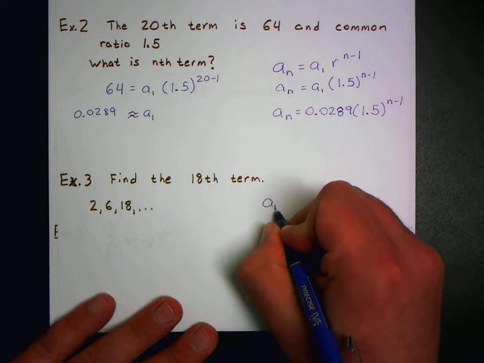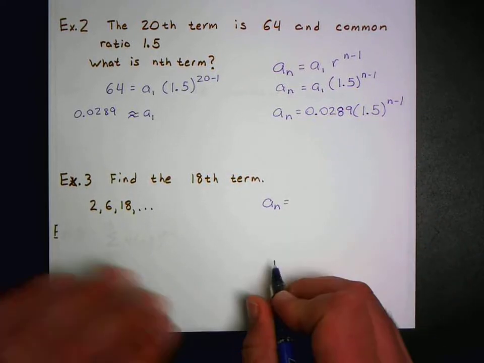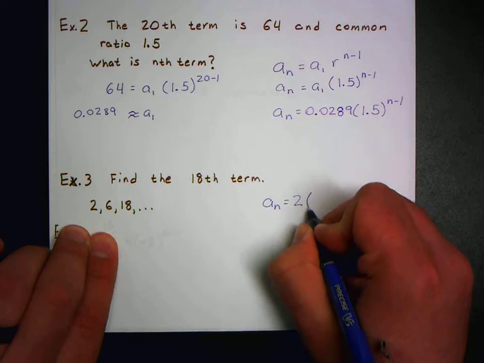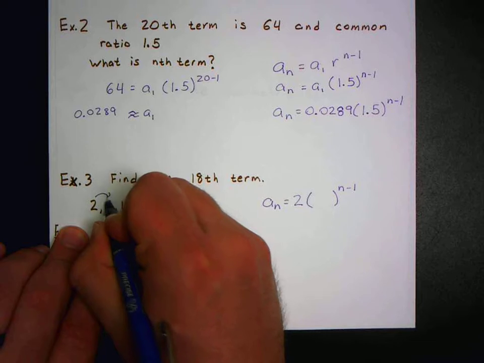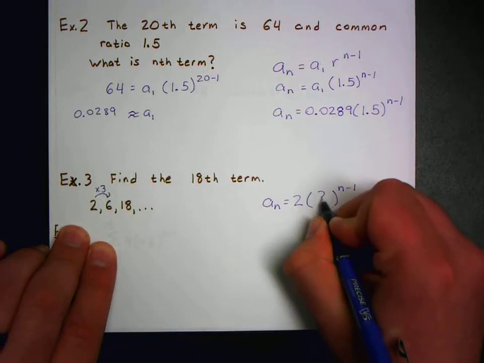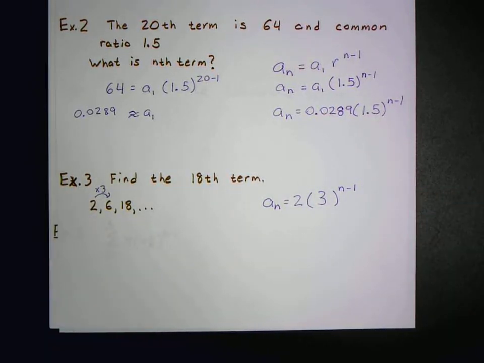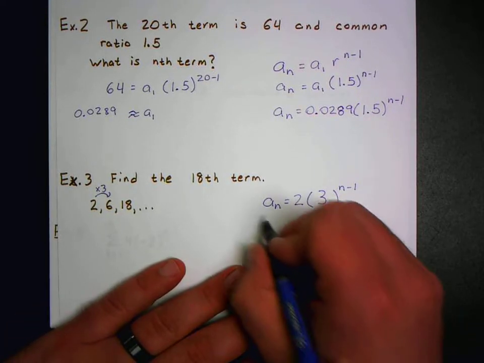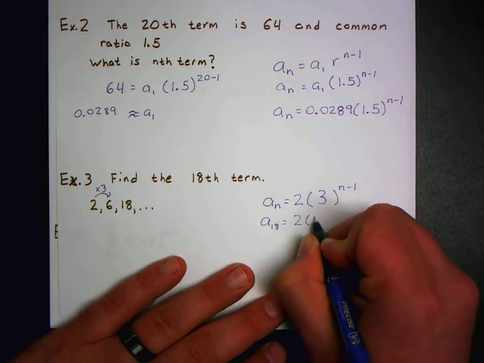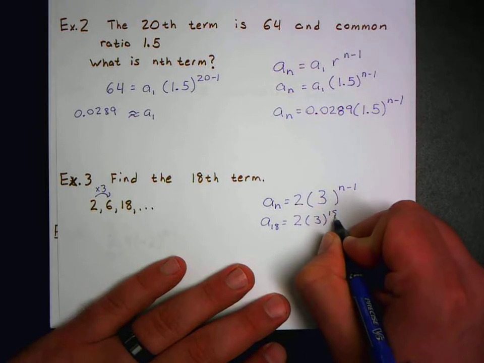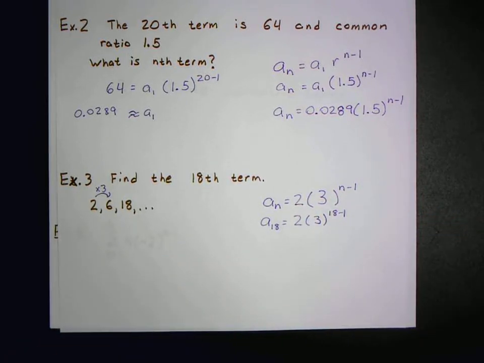So the formula would be, take the first term, each time I'm multiplying by 3, and then just plug 18 into it. So the 18th term would be that. So 2 times 3 to the 17th.